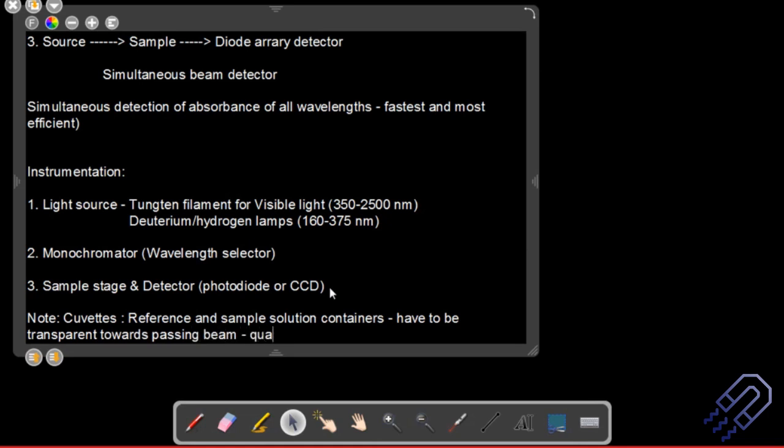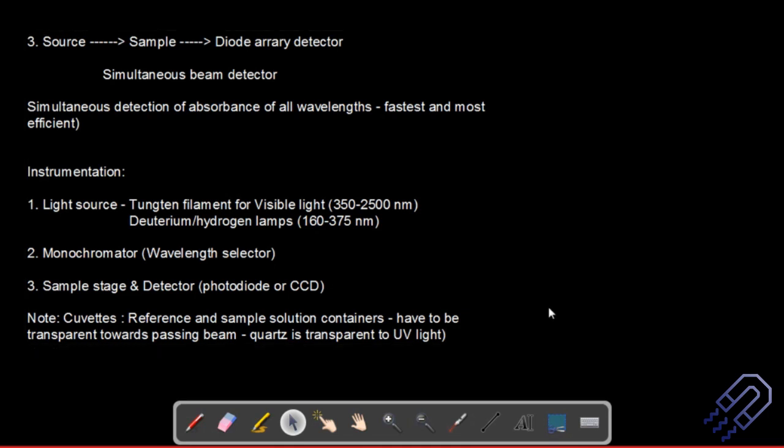So maybe I can just work on this since I told you. Quartz is transparent. That's why this particular quartz cuvette is being used. So that's the info. That's it for UV visible.